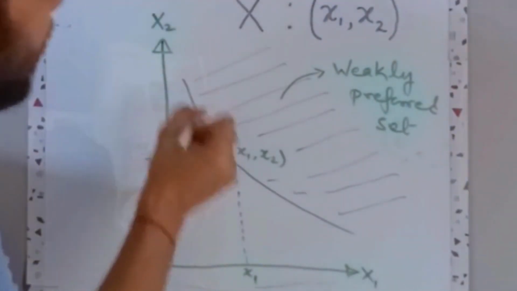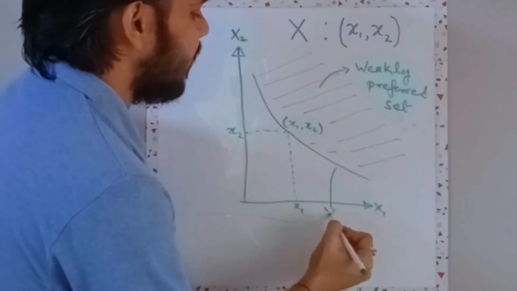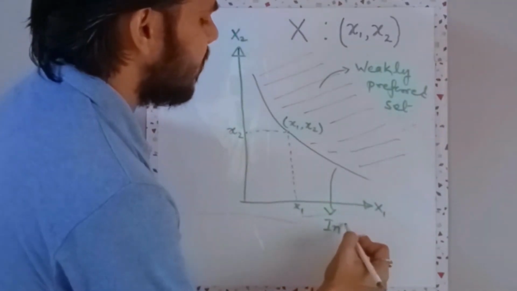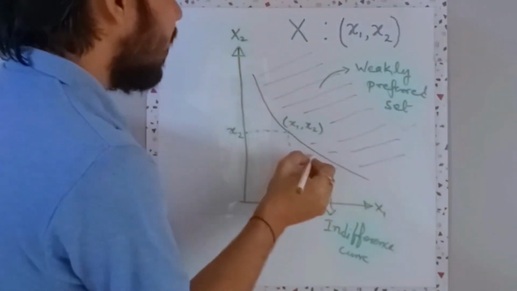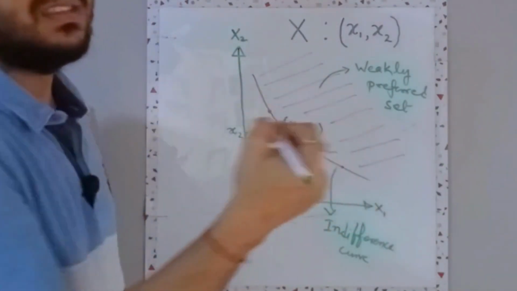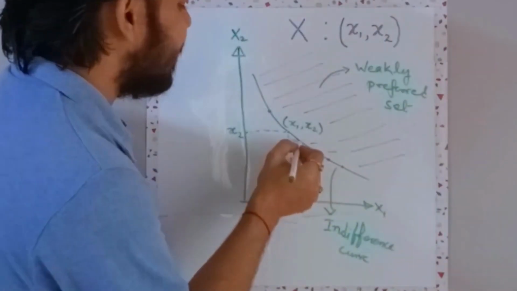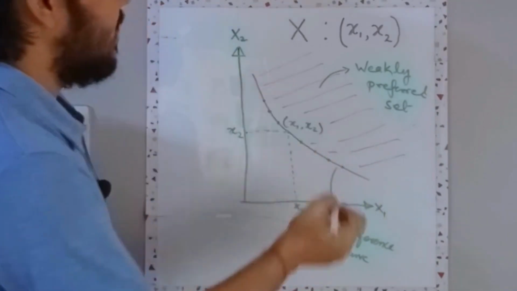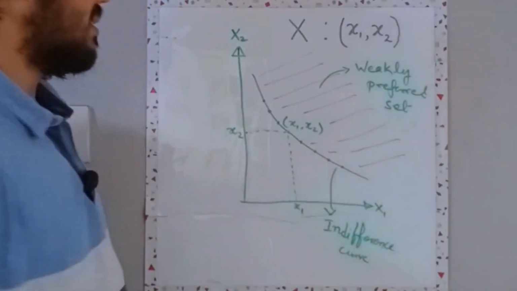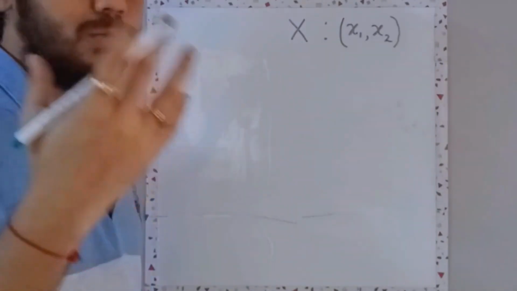And what about this boundary? This boundary will become your indifference curve. Why will it become your indifference curve? Because on this boundary you will prefer all the consumption bundles in the same way. So you will have indifference between all the consumption bundles on this line, and that way this will become your indifference curve. Now there's an important property about indifference curves which you must know.